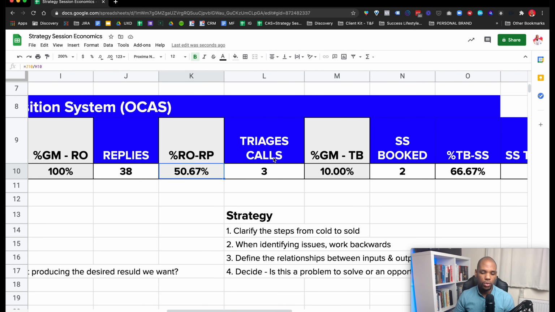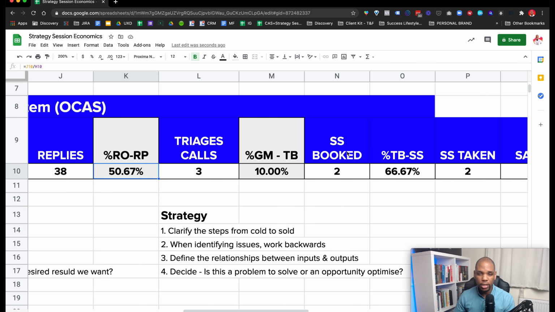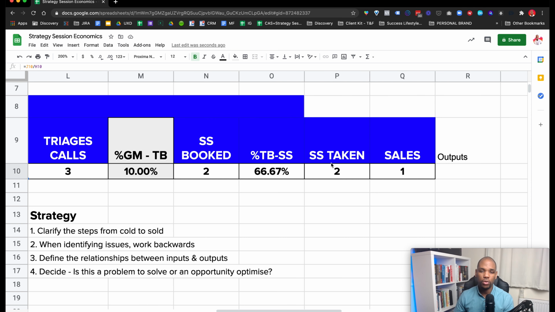Now the triage calls are the 9 to 12 or 9 to 15 minute phone calls that you're going to make with someone to just see if they're the right person to book into a strategy call. And then your strategy call is a longer half an hour to 40-minute phone call where you're going to break down to see even more if this is the right fit for you. And of those triages booked to strategy calls taken, what is the rate that you need to pay attention to? And of those taken, how many sales did you make?